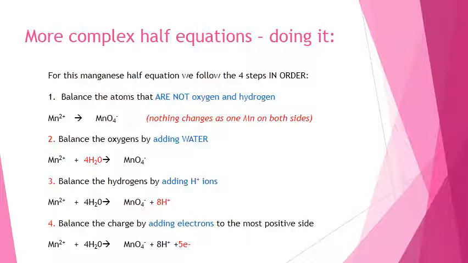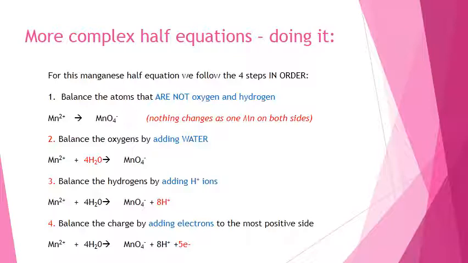The third step is you have to balance the hydrogens by adding the protons. So you can see on the left hand side initially there are 4 times 2, 8 hydrogens. So on the right hand side you have to add the 8 protons to make the hydrogens balance out. And finally, to balance the charge, you have to add electrons to the most positive side.